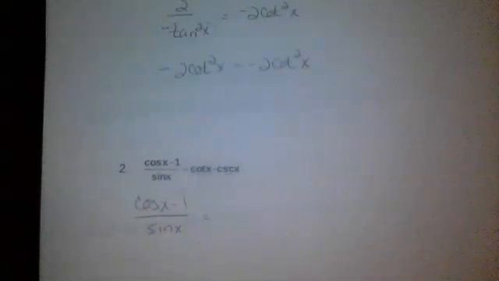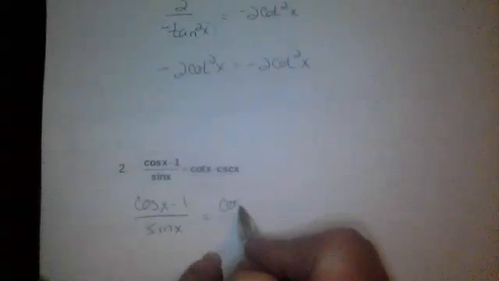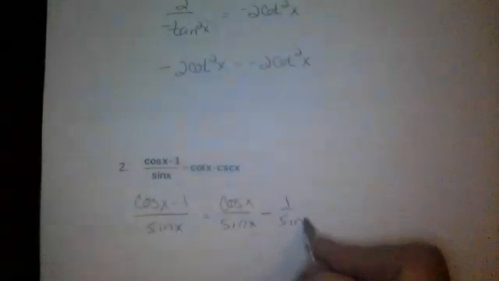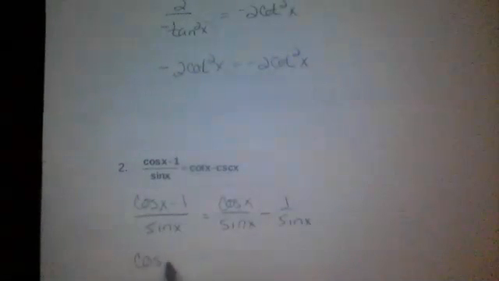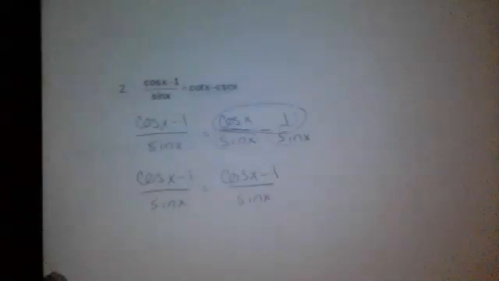So cotangent, if I'm trying to make it into sines and cosines, remember cotangent is equal to cosine over sine. So I'm going to make this cosine over sine. Cosecant is 1 over sine. And so now that I have a common denominator here, I can just subtract my numerators, and I have cosine x minus 1 over sine x. So they're already equal. We're finished.